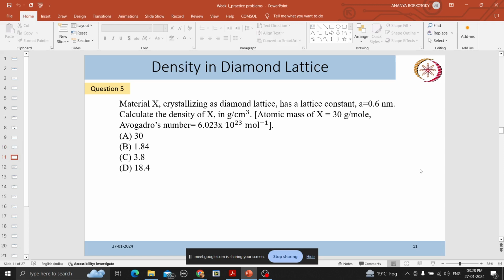This is on density in diamond lattice. So take a material X, that crystal structure of X is diamond lattice, and it has a lattice constant A equal to 0.6 nanometer. What is the density of this material in gram per centimeter cube? The atomic mass of the material is given and Avogadro's number is given. So calculate the density and tell me the answer.